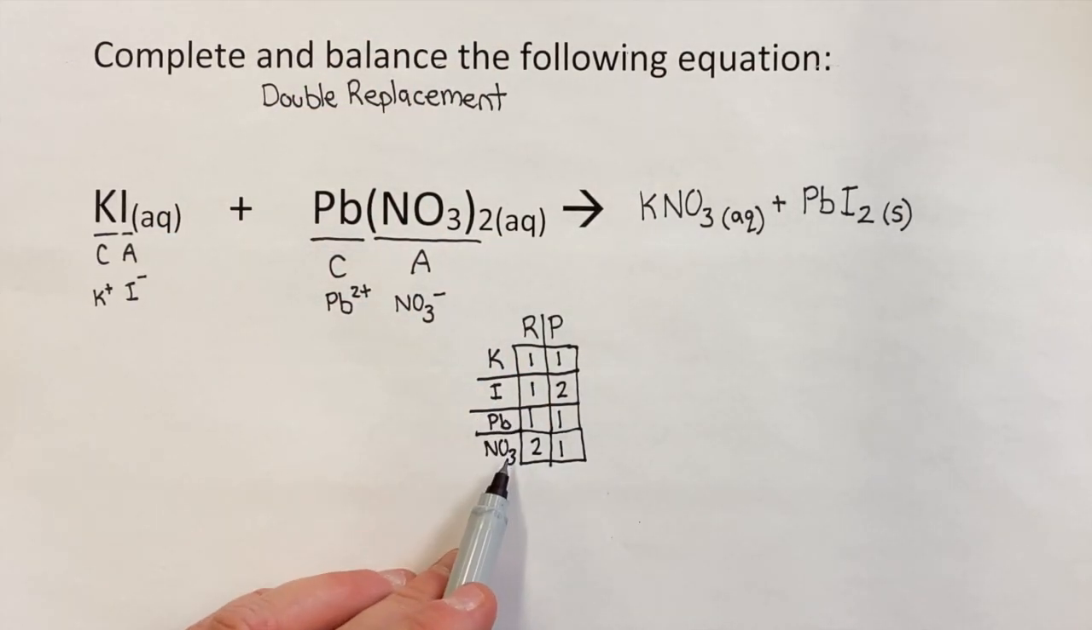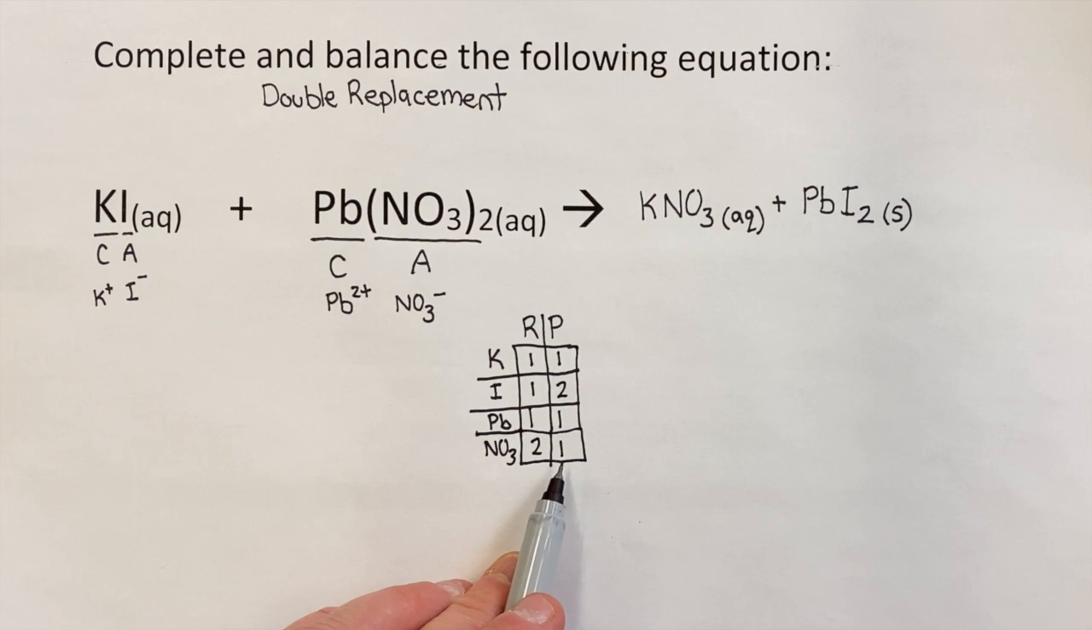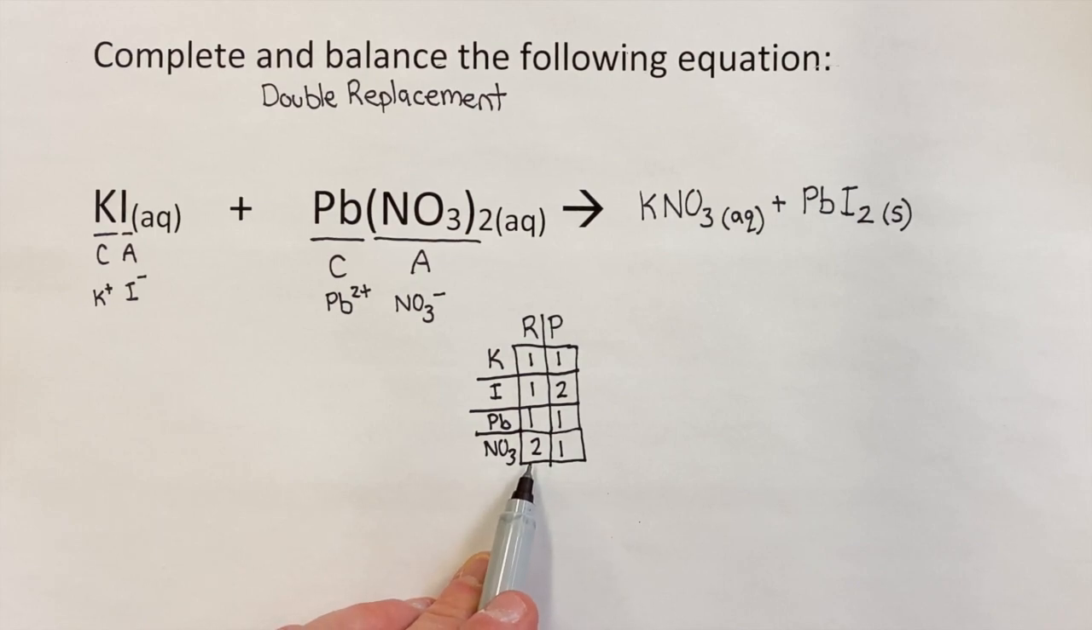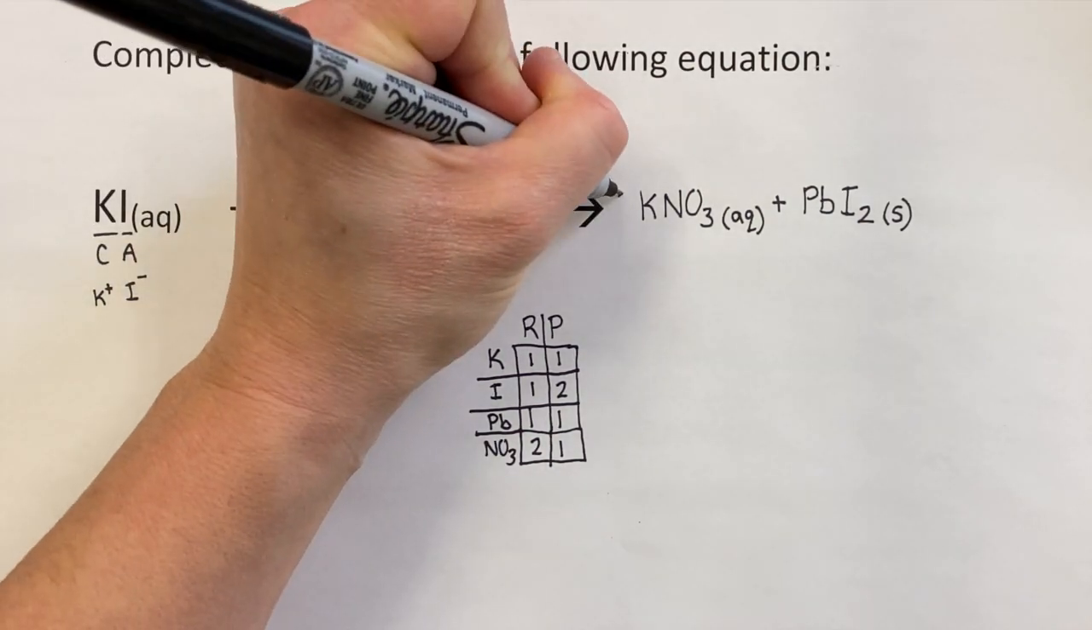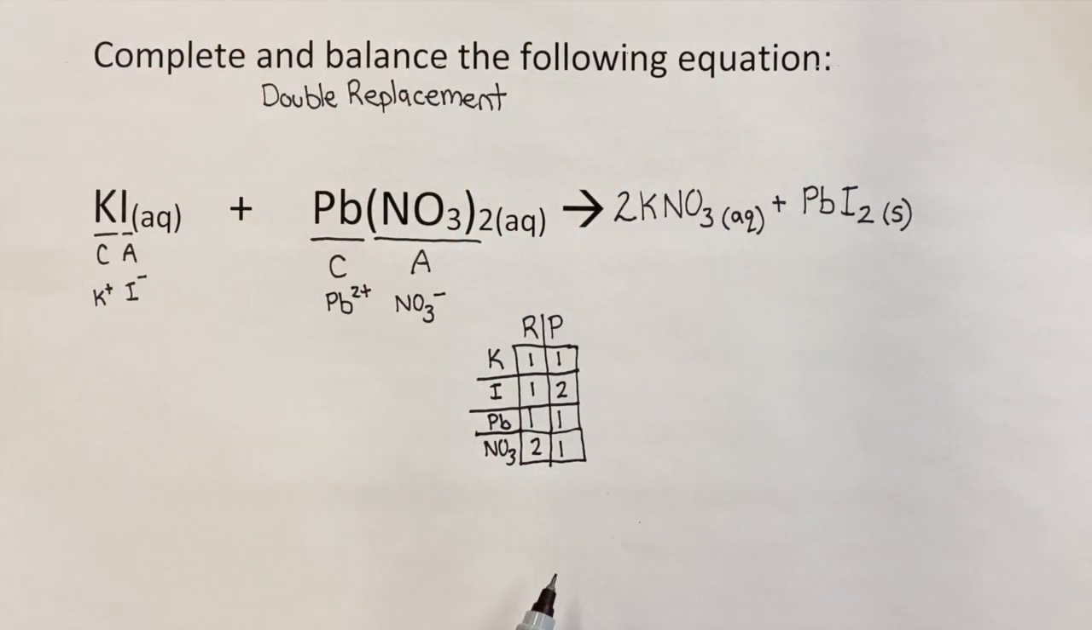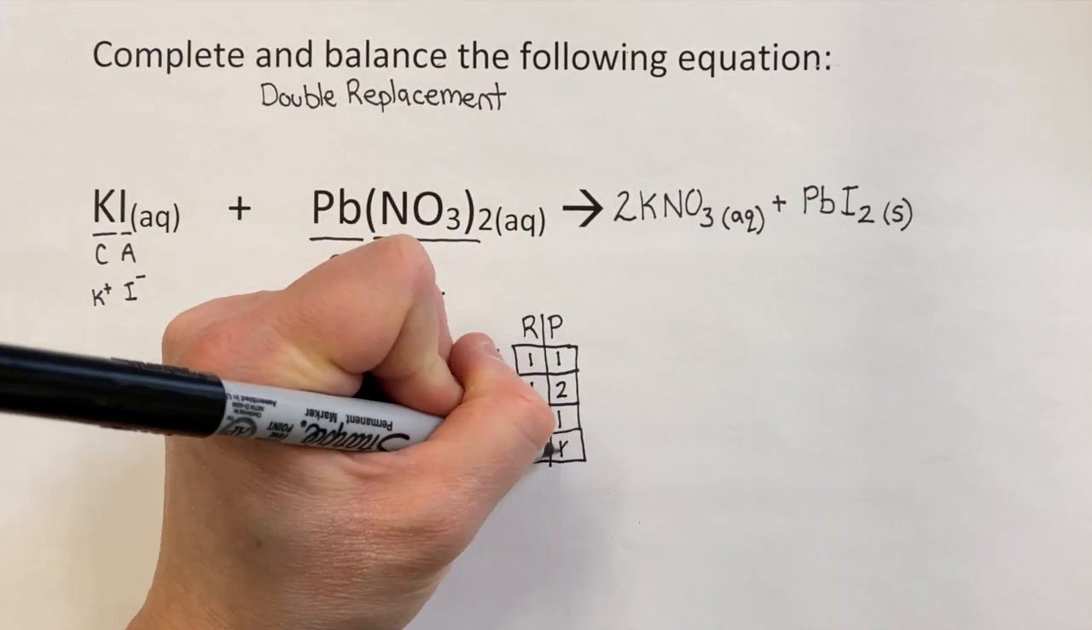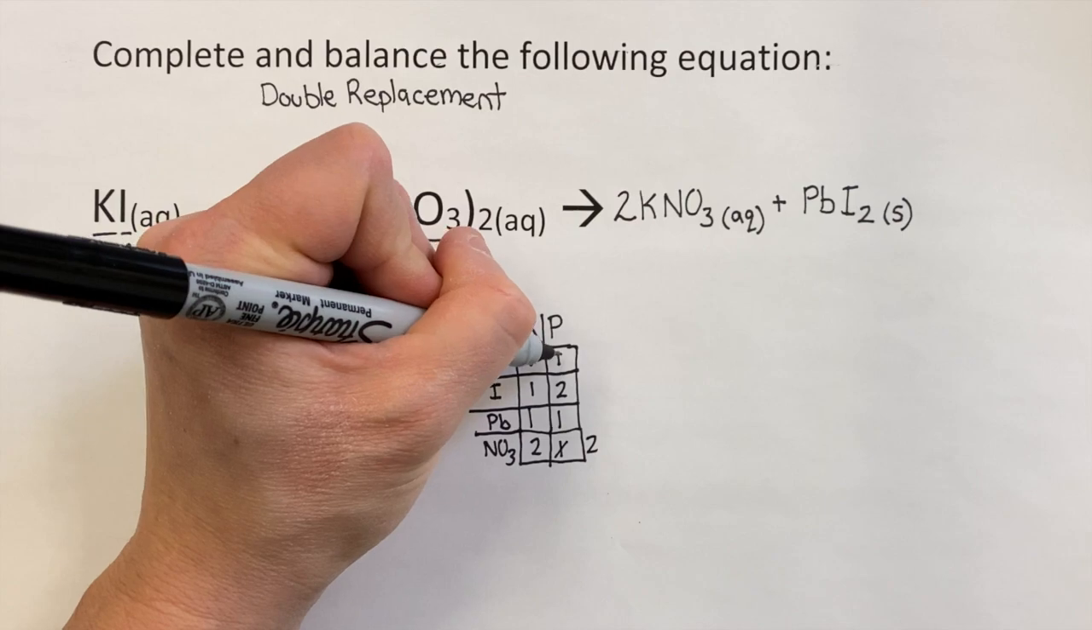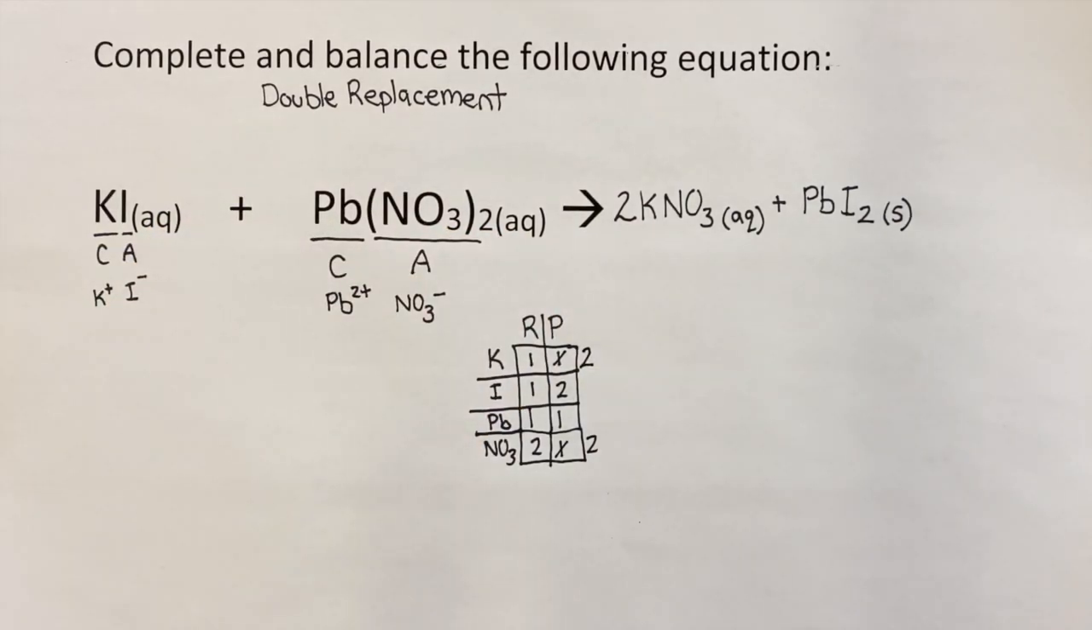So I can see that my issue, I could either start with my iodide or my nitrate. Doesn't really matter. Let's start with the nitrate. I need to turn a 1 into a 2 on the product side. So I'll multiply it by 2 by putting the coefficient in front. That gives me 2 nitrates, and it gives me 2 potassiums.